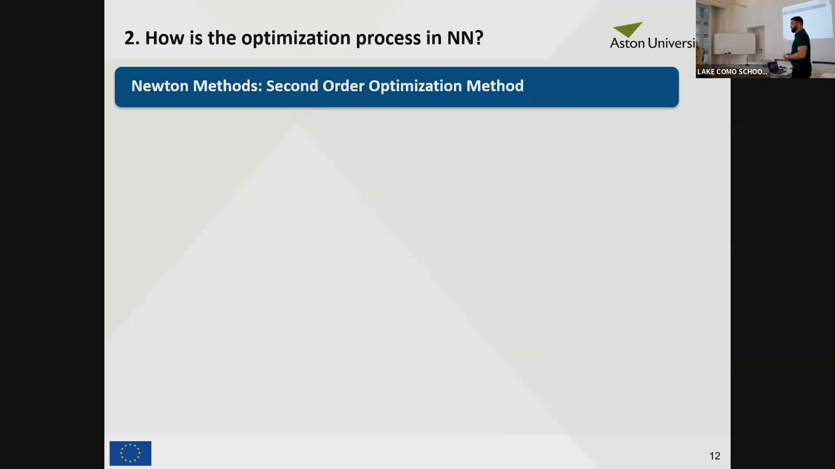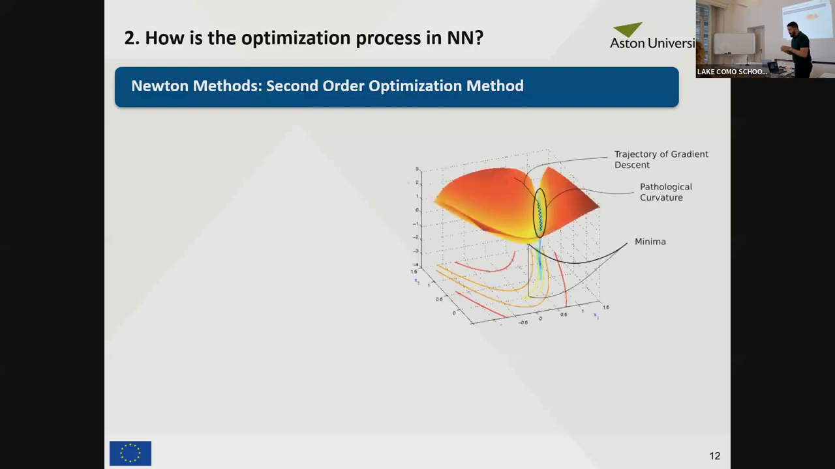A really old, really well-known method that uses second-order optimization. So Newton's method is really good when you have some sort of pathological curvature in your learning landscape. We all know that this landscape is built where we have a hyperplane with all the parameters, and this z would be the loss function, and we try to find the minimum of it. So Newton's method is this equation, and for those who know stochastic gradient descent, it's really close to what we have in stochastic gradient descent.